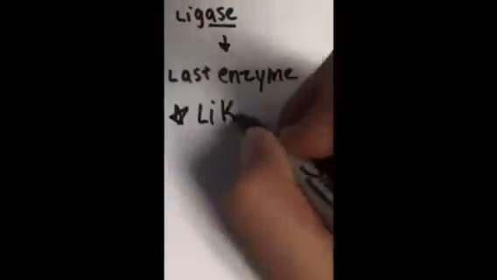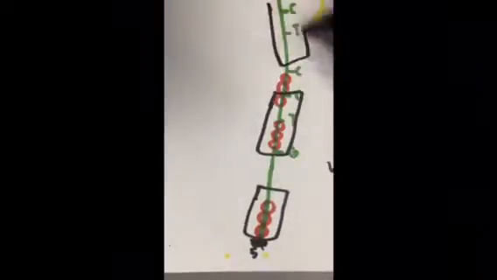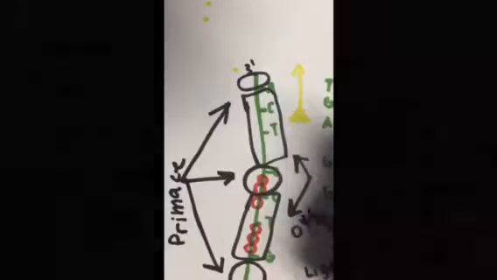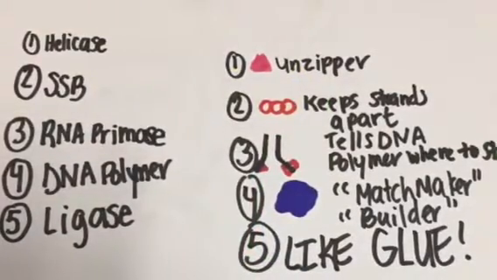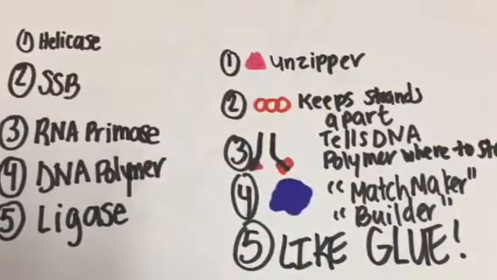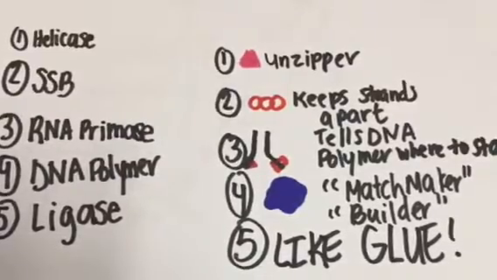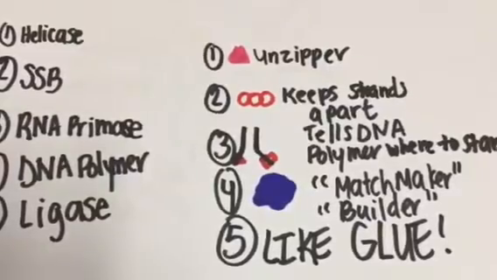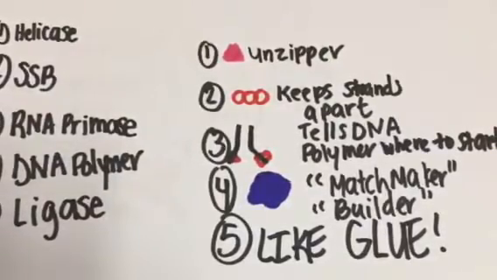This is the ligase. The ligase is like glue. It is the last enzyme. The leading strand is from 3 to 5, and the lagging strand is 5 to 3 prime. Okazaki fragments only are on the lagging strand, and semi-conservative replication copies DNA.